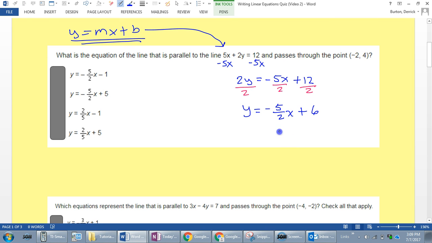Negative 5 over 2? That's right. So basically now we know that the slope is negative 5 over 2.